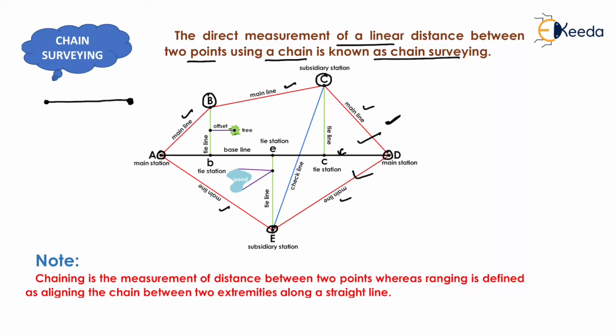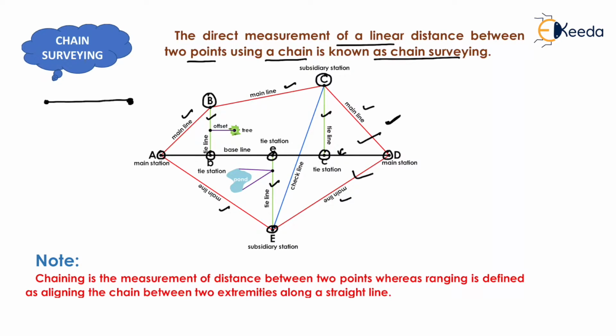Now we need to transfer the subsidiary stations to the baseline, so we need to draw a tie line from every subsidiary station in perpendicular direction like this, that is shown here, here and here. And the point where the tie line meets the baseline is known as tie station, and it is represented by small b, small e and small c.